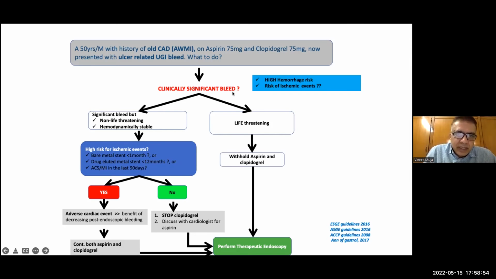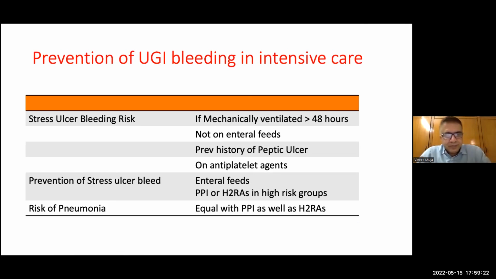Clinically significant bleed: if the risk for ischemic event is high, that is, a bare metal stent less than 1 month, drug-eluting stent less than 12 months, or acute coronary syndrome or MI in the last 90 days, then your chances of adverse event are very high. So you would like to continue both aspirin and clopidogrel. However, if these three are not there, then you can stop clopidogrel and subsequently go on and perform therapeutic endoscopy.